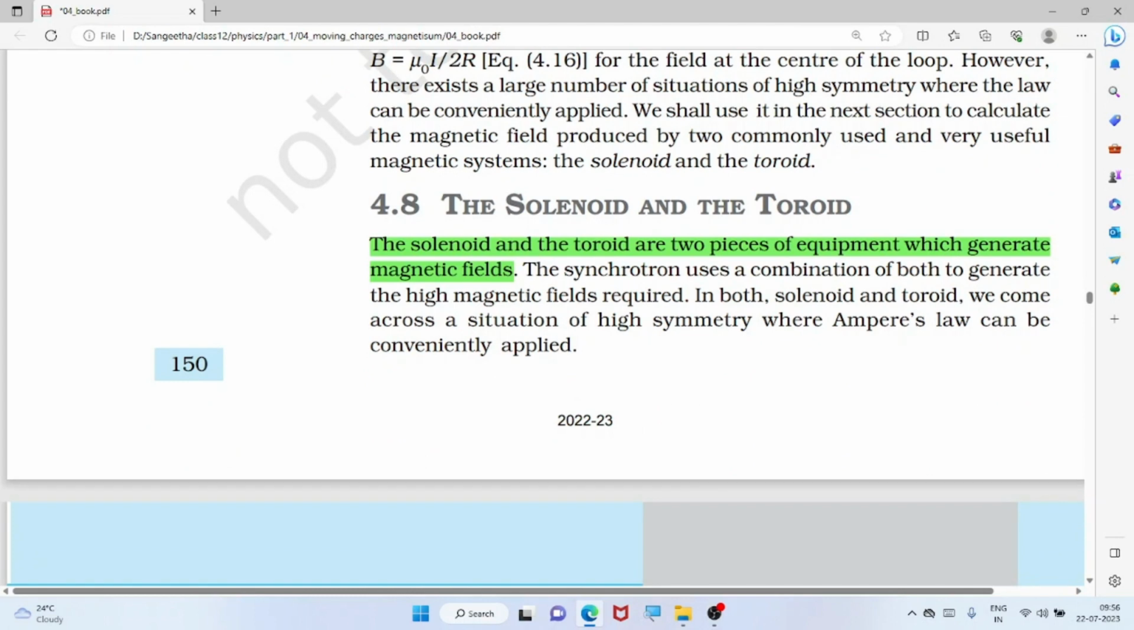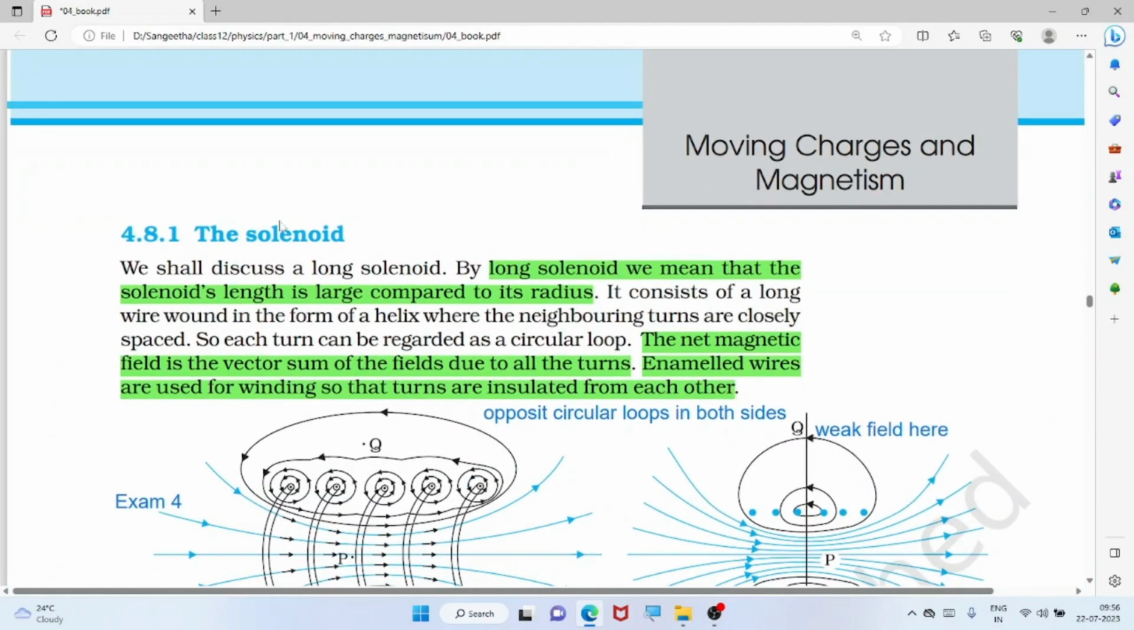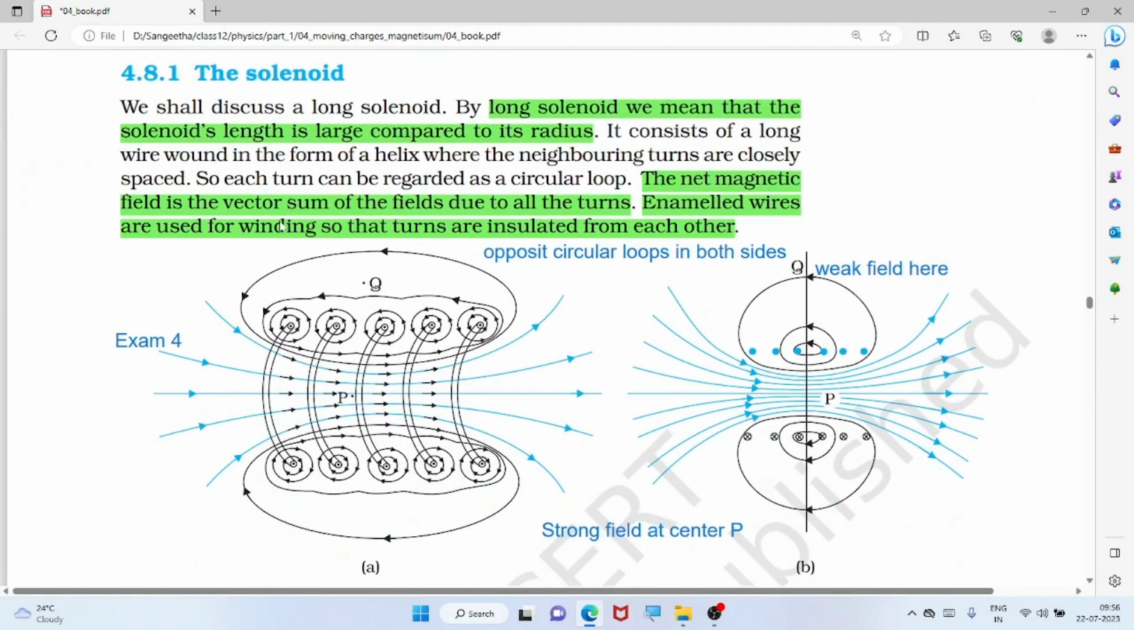Solenoid and toroid are the two pieces which generate magnetic field. A solenoid is a long solenoid. We mean the solenoid length is large as compared to its radius. It has many turns. The magnetic field is the vector sum of the fields due to all turns.